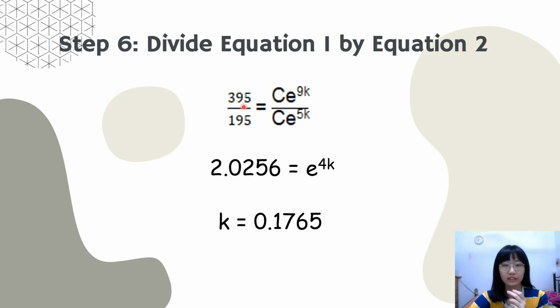So 395 C e to the power of 9K from equation 1, divided by 195 C e to the power of 5K from equation 2. So we will get e to the power of 4K equals 2.0256. Then we find out the value of K equals 0.1765.